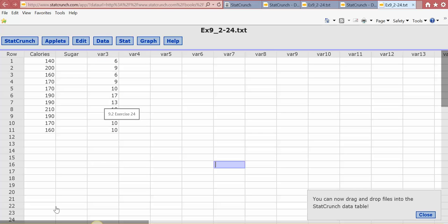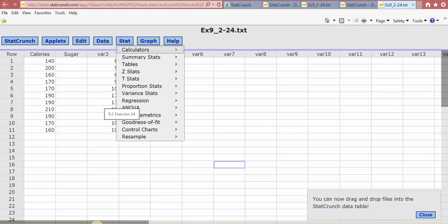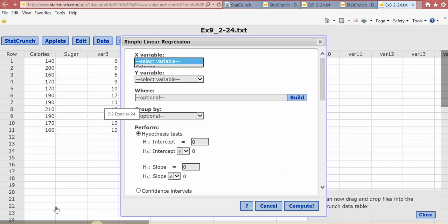Now you can go to Graph and click on Scatter Plot to just get the graph. But if you go to Stat, you can get the graph and the line and the equation for the line and your correlation coefficient. So I'm not expecting you to calculate any of this by hand. I clicked on Stat, clicked on Regression, chose Simple Linear Regression, and told it my x variable is calories and my y variable is sugar. In this case it was in column 3. And then just click Compute.